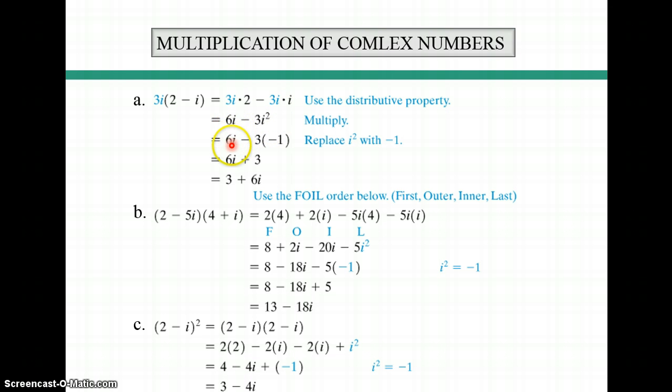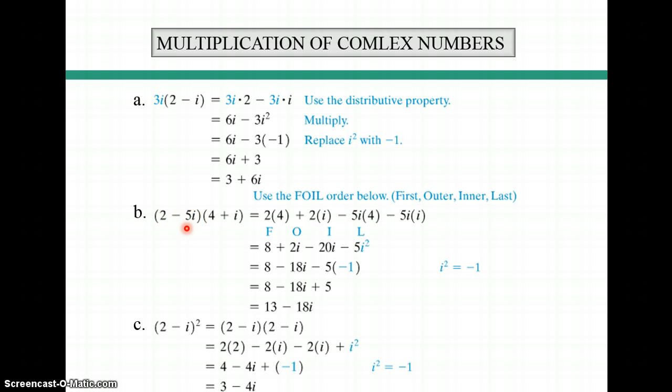So 6i minus 3i squared. Replace i squared with minus 1. So we have 3 times minus 1, which equals 6i minus times minus is plus 3. So we have 3 plus 6i. Let us see some other example.